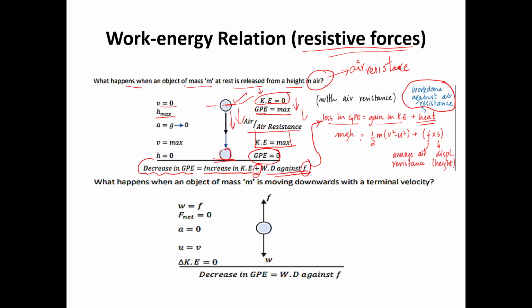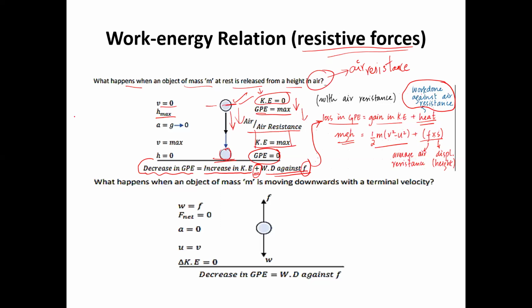Now let's place their formulas. Loss in gravitational potential energy is given by the formula mgh. Gain in kinetic energy is given by half m v square minus u square, plus the work done against the resistive force. We know the formula for work done: force multiplied by distance. The force here is the average resistive force, the average air resistance, multiplied by the distance covered, which is this height. So we get a final equation.